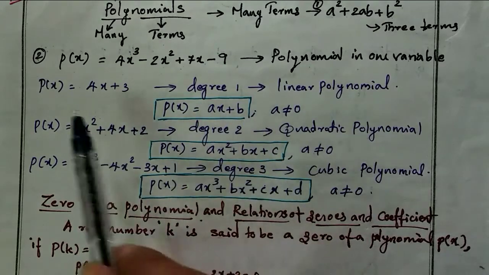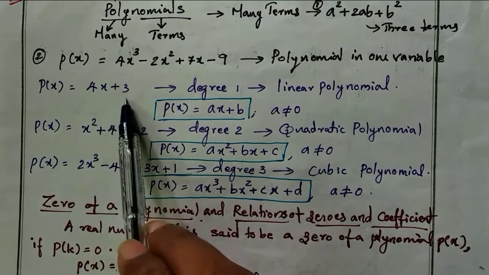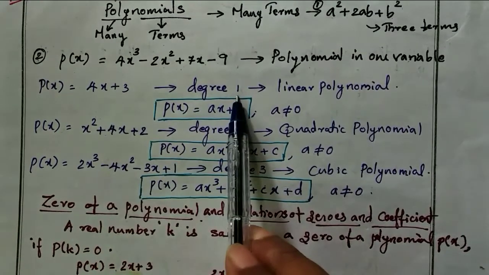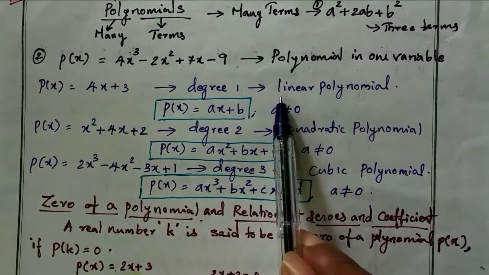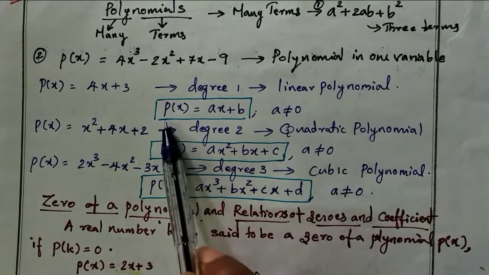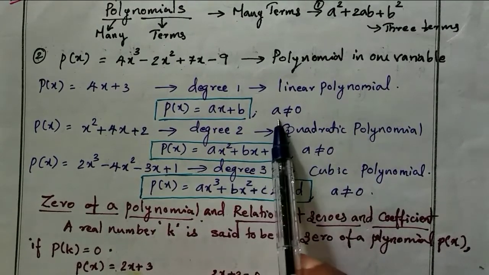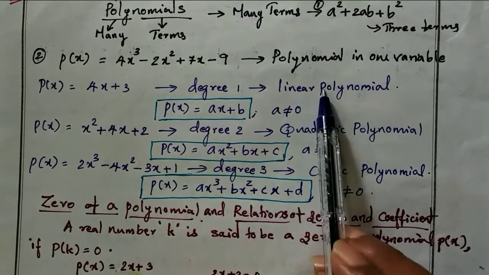The first one, for example, p of x equal to 4x plus 3. Here the highest power is equal to 1. So the degree is equal to 1. So this polynomial is known as a linear polynomial. The general form is p of x is equal to ax plus b, a not equal to 0. So this is the general form of a linear polynomial.